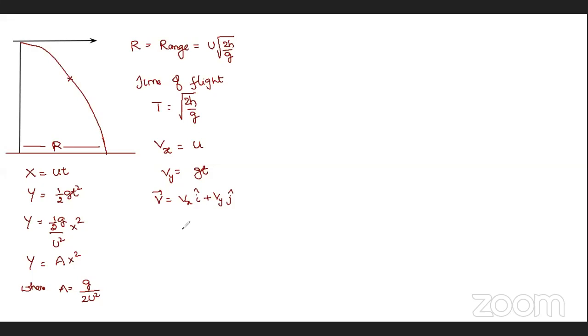Not u sin theta. u sin theta means with the horizontal when it is projected. Here angle of projection theta is equal to 0 degrees now. That is wrong actually, what you told. Correct. So v x i cap plus v y j cap. And its magnitude also that day I told, root of v x square plus v y square.